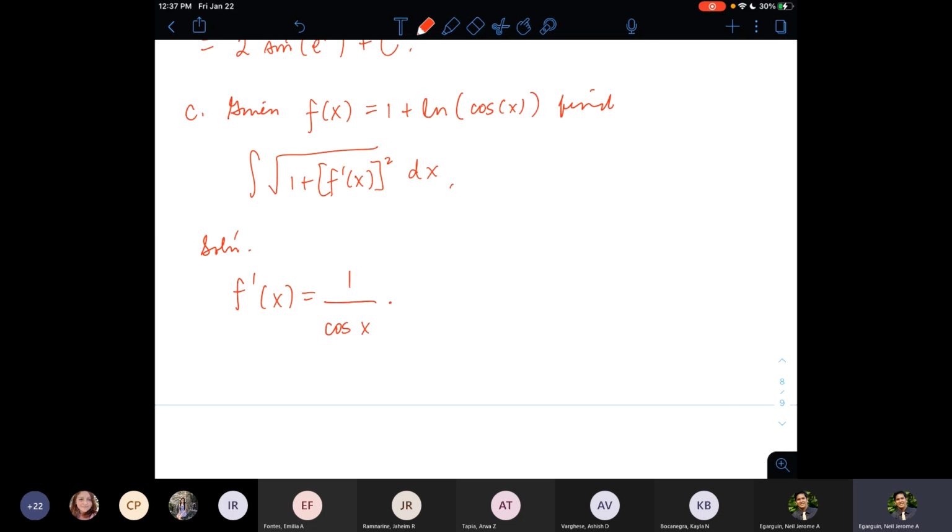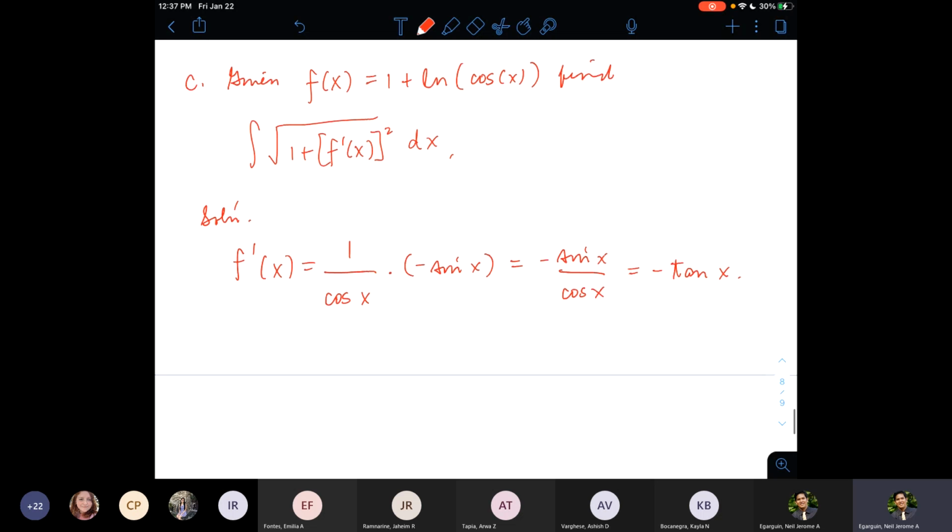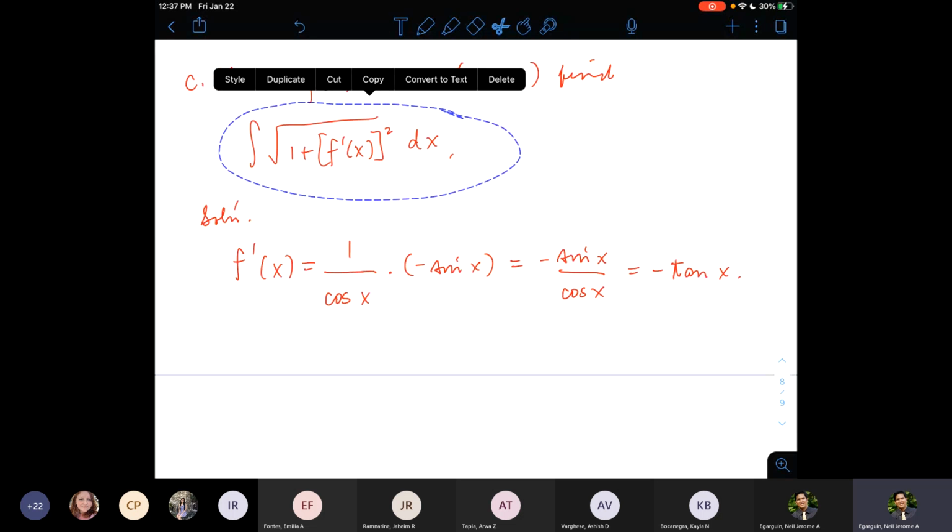I need to apply the chain rule here. So it would be negative sine x. Then this would be negative sine x over cosine x, which is familiar. This is negative tangent x. And I guess it would be hard if you won't write it as negative tangent x. So using trig identities and knowing them would be a big help here. So now I can start solving this integral because I know what f prime of x is.